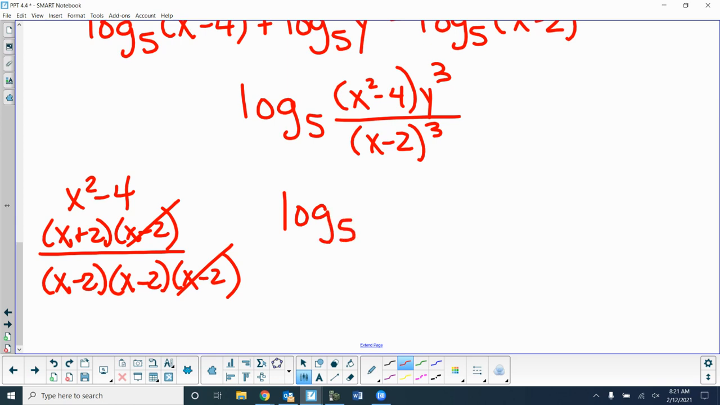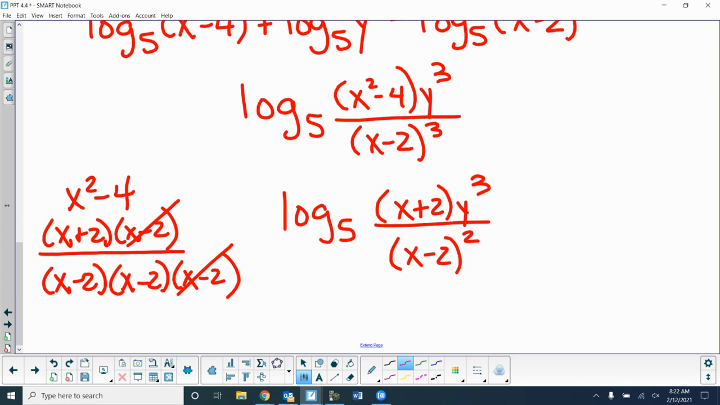So when you condense and you've got something you can simplify in the fraction, you should do that. So the x plus 2's in the top still, and the y cubed. And then in the bottom, I only have 2 x minus 2 instead of 3. So you would be expected to see that, to get it fully condensed. Okay? So you're going to have a few of those types of problems. Expanding and condensing. Questions?